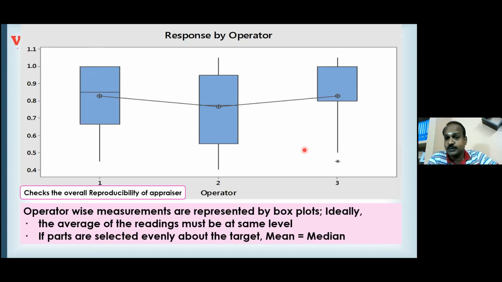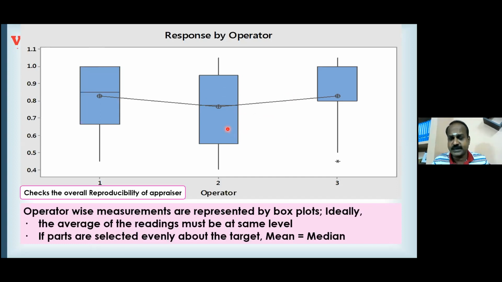But you cannot say 2 is wrong. Maybe 2 alone is correct and the other 2 are wrong. Definitely 2 is different from the team, because 2 is different from the other 2. But whether 2 is correct or 1 and 3 are correct, if you want to understand, you must know about your 10 parts. Who selected the 10 parts? You selected the 10 parts, isn't it?